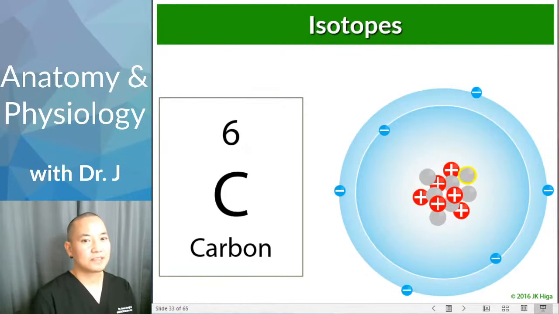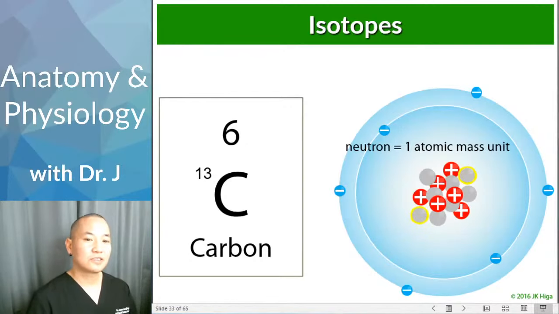Is it still carbon? Yes, it is still carbon, because it still has 6 protons. A neutron has 1 atomic mass unit and is equal in weight to a proton. So this carbon atom gained a neutron, it's still carbon, but now it's 1 mass unit heavier. This is what we call carbon 13.